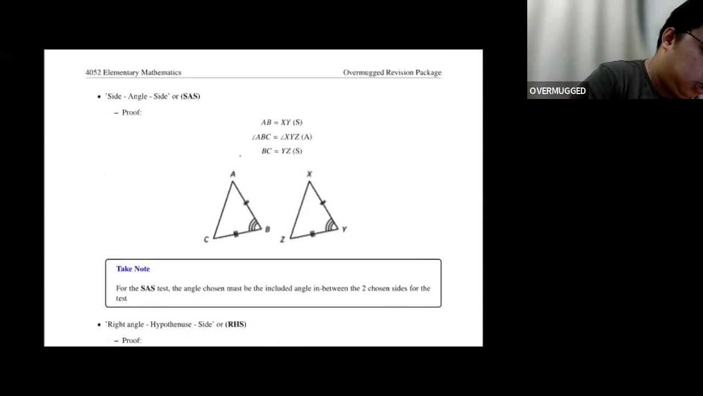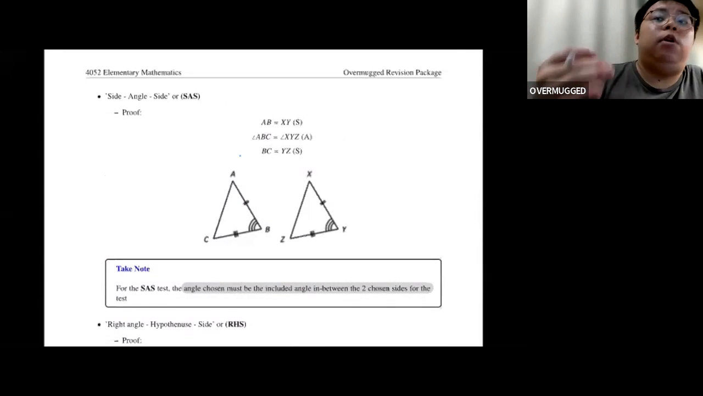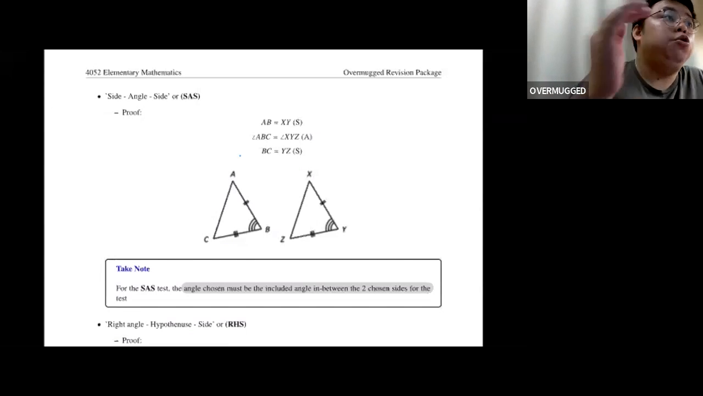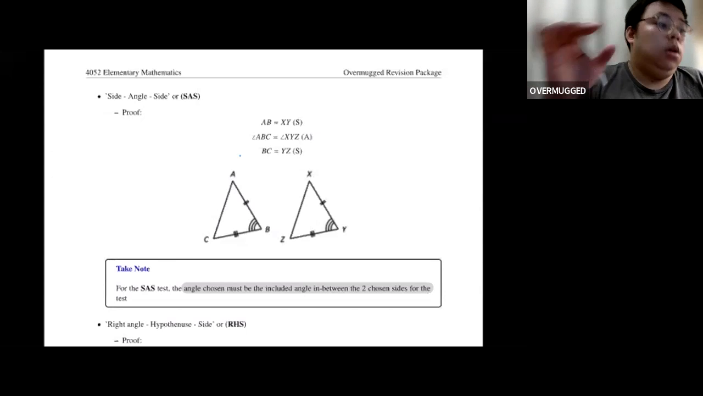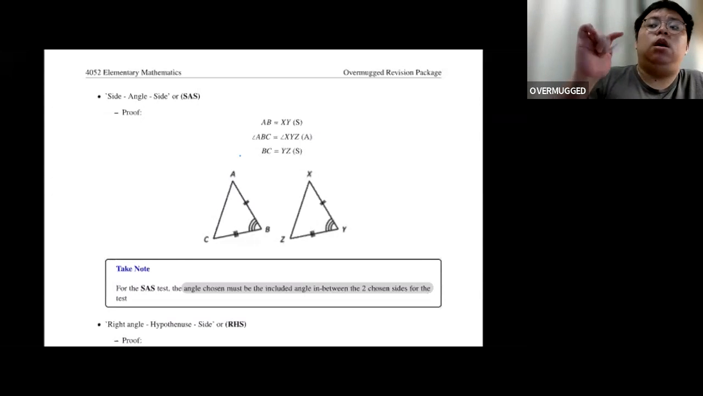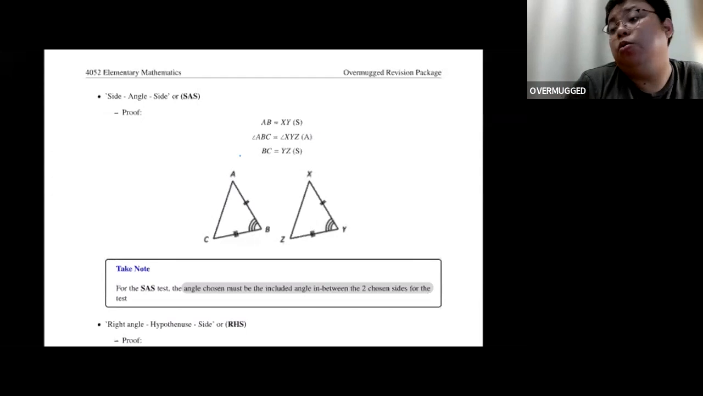Now, the one that I want to focus on will be SAS. The reason is that a lot of people didn't know this fact, that the angle chosen must be the included angle in between the two sides. There's a very long reason as to why this is the case, but the reason is not in your syllabus, so you don't need to know it. But just remember that the angle must be in between. So when you're proving your SAS test, you do need to make sure the angle you choose is definitely in between the two sides that you choose.